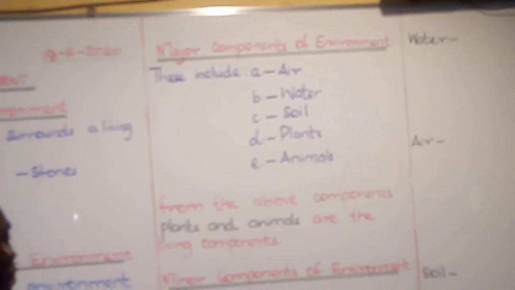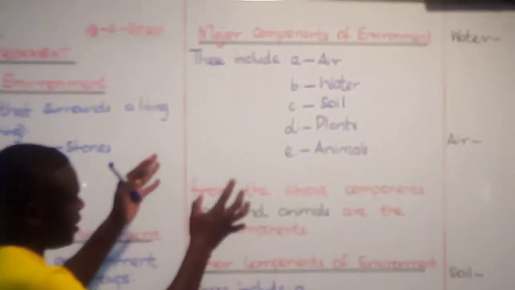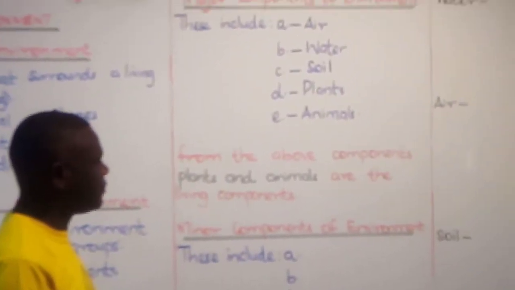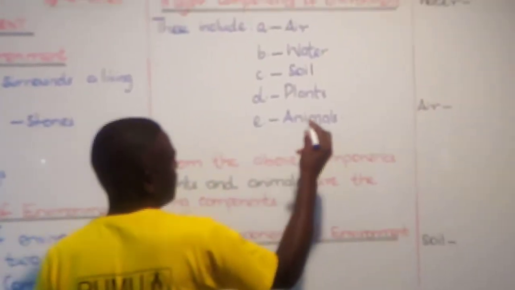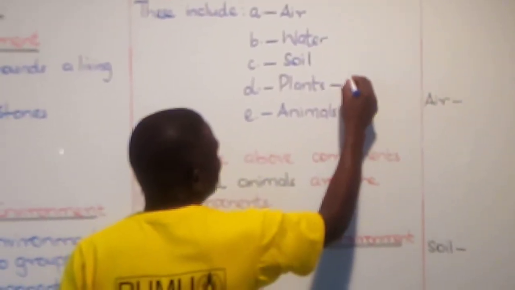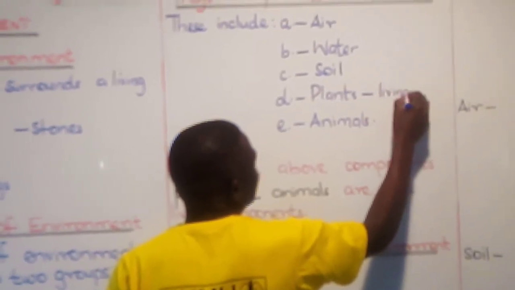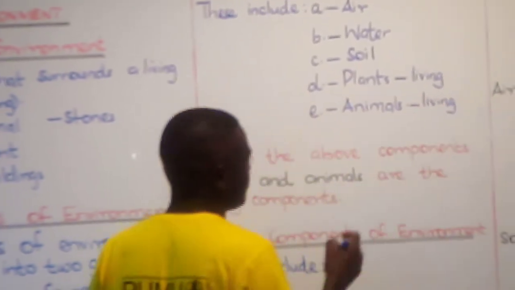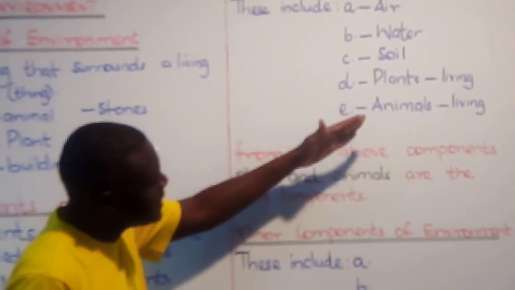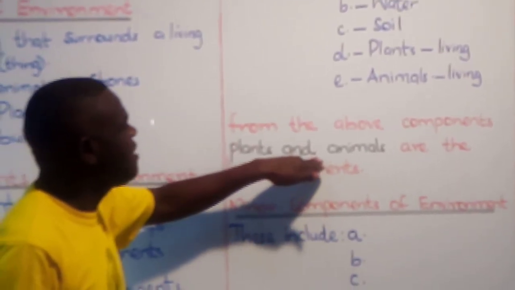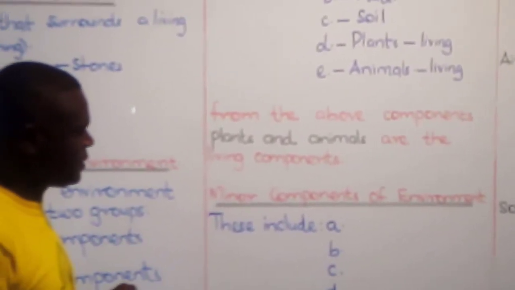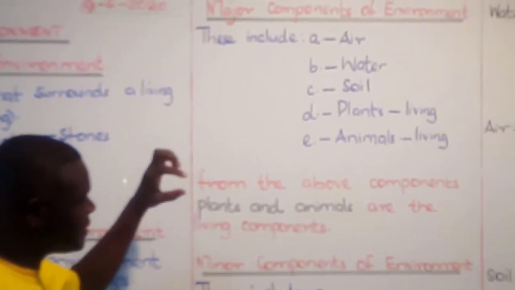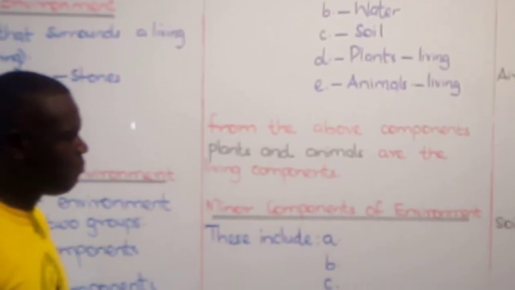Major in terms of their importance. Now, from the above components of the environment, we can select two that have life. This one is a living thing. Animals are also living. So we have plants and animals that make up the living components of the environment. Get that and mark it in your brains, that plants and animals make up the living parts of the environment.